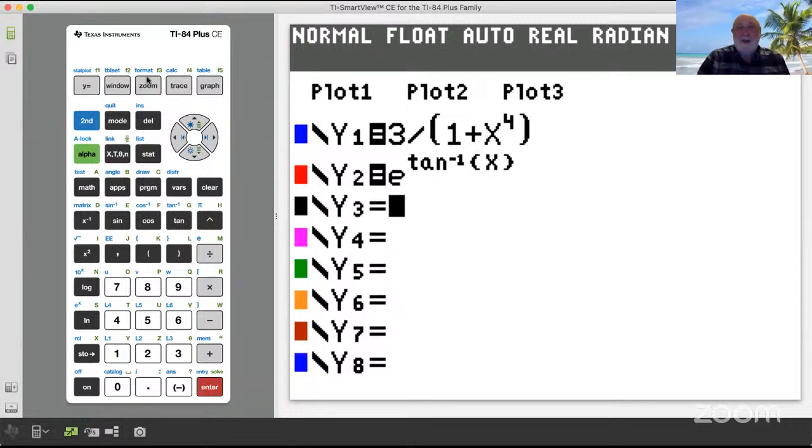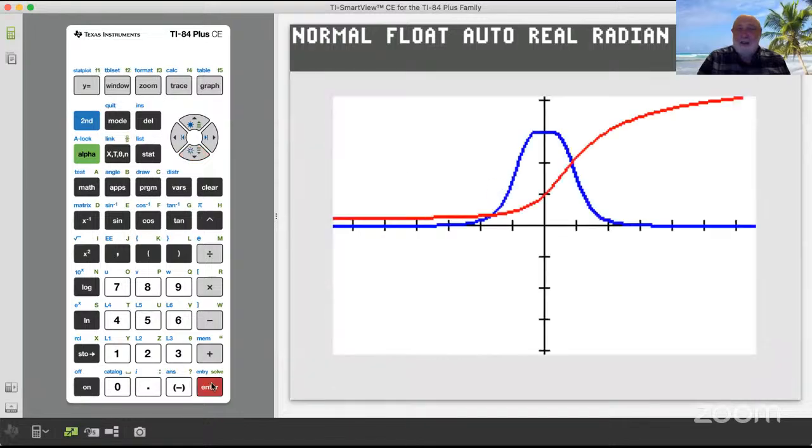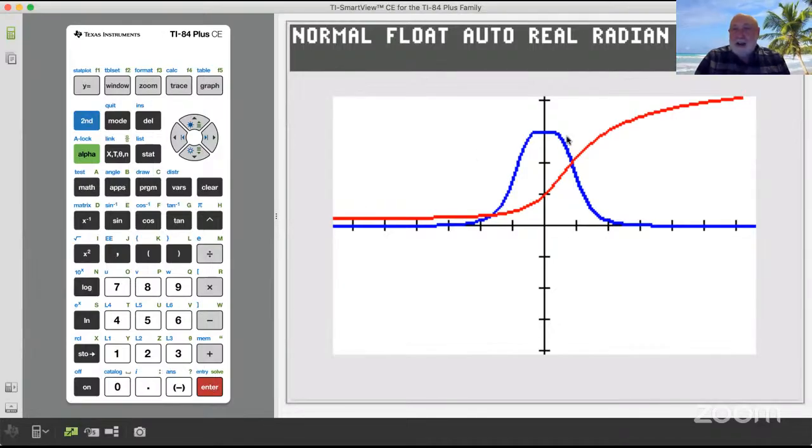Got those two entered. And now I'm just going to do my favorite default window, which is a zoom decimal. Looks like your scaling was a little bit different on your axes. But yeah, I'm convinced that it looks right, and it's kind of amazing how flat that one curve is. Very, very flat near x equals 0, isn't it? It shows up on yours too. All right, so we're going to try to find the area between these two curves.